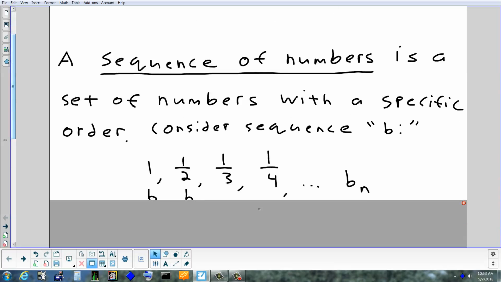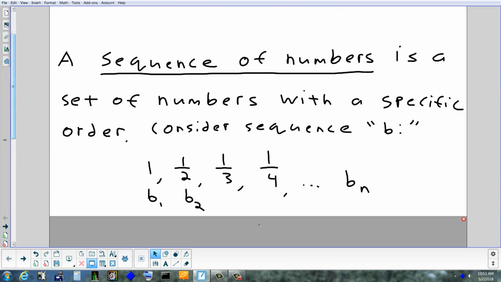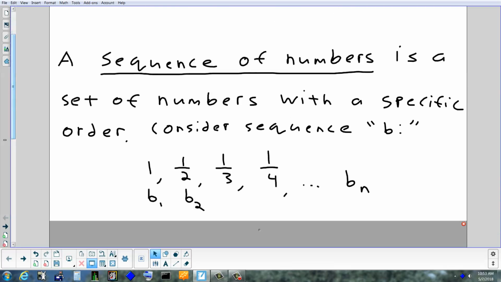Usually you name a sequence with just a letter. So we could call this sequence A, B, C, whatever you want to call it. And this particular sequence starts out with 1, 1/2, 1/3, 1/4. And the next one would be 1/5, 1/6. Basically, the denominator is going up by 1 each time.